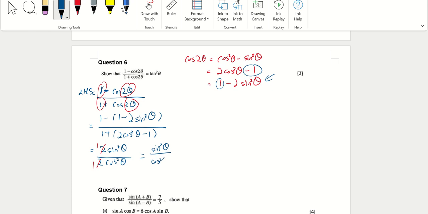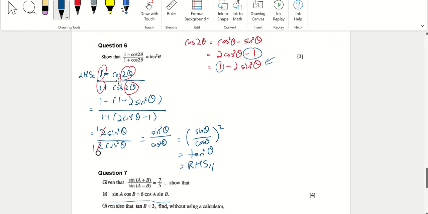over cos²θ, which is actually equal to (sin θ/cos θ)². Isn't this tan²θ, which is actually the right-hand side? So that means for the choice of the identity you use, you must be flexible, you must know why you use a certain identity to make it simpler.